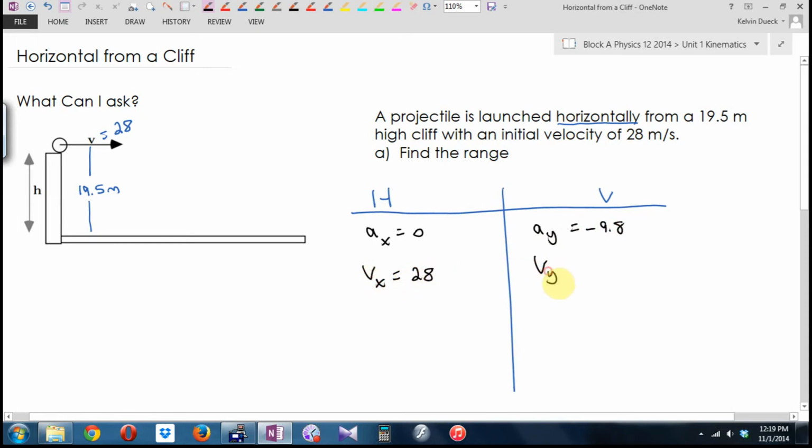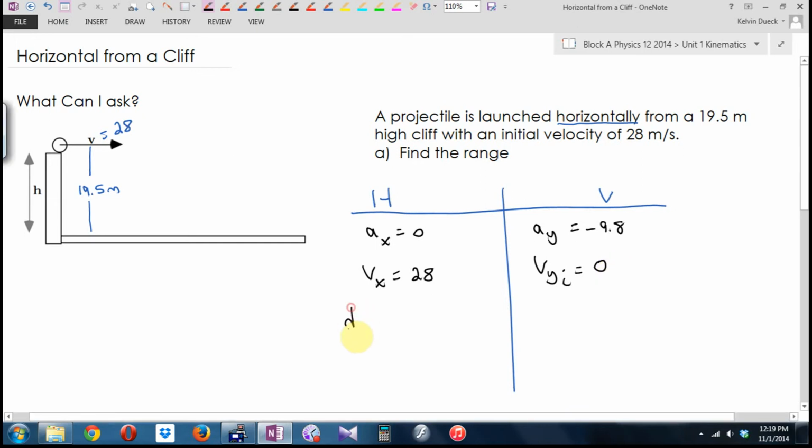I would write, and this is the most common mistake, vy initial is 0. Students want to put that 28 there. No, that 28 is horizontal. What's the initial vertical velocity if you're launched horizontally from a cliff? For a split second, you haven't started falling yet.